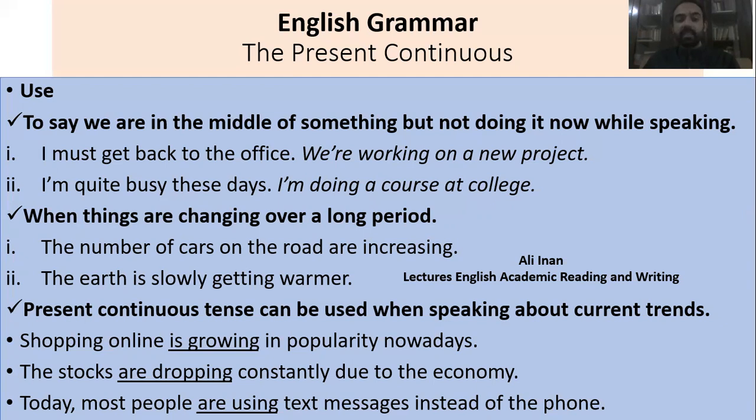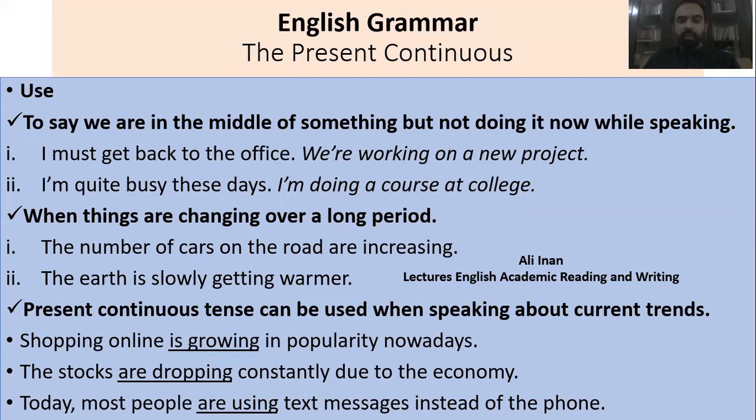Present continuous tense can also be used when we are speaking about current trends. Shopping online is growing in popularity nowadays. So these are current trends. E-commerce or shopping online is growing in popularity. The stocks are dropping constantly due to the economy. So the dropping of the stocks refers to a trend in the market.